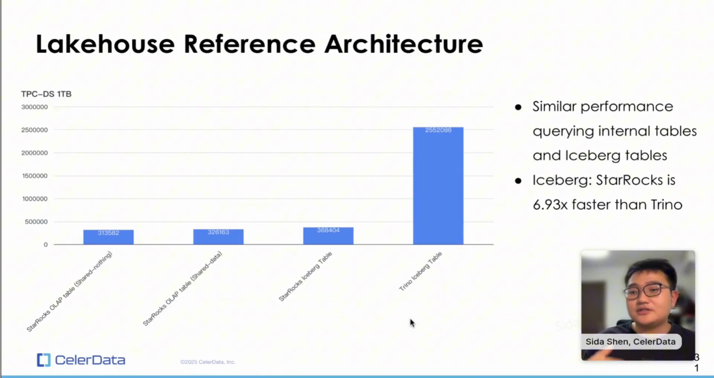And Trino directly querying Iceberg table. First observation is we see a very similar performance between querying internal table, shared data, or even share nothing when compared to StarRocks directly querying Iceberg tables. And to compare, something like Trino, people use that a lot for internal reporting, internal dashboarding. StarRocks is around 7 times faster than Trino out of the box on Apache Iceberg.